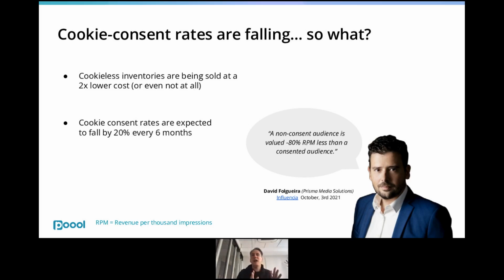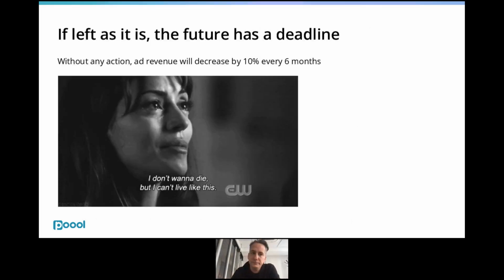And this has been happening in less than 6 months in France, but it's expected to drop another 20% every 6 months. So if you fast forward that, yes, the future has a deadline, because if you lose 20% consent every 6 months, and you lose 10% of your ad revenue mostly, and on and on and on.